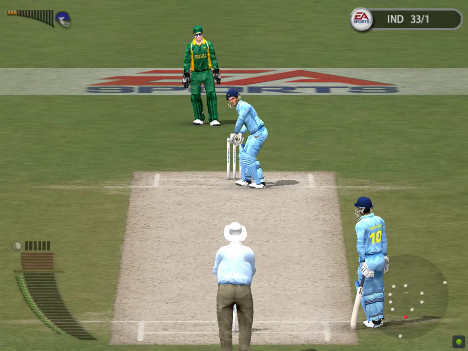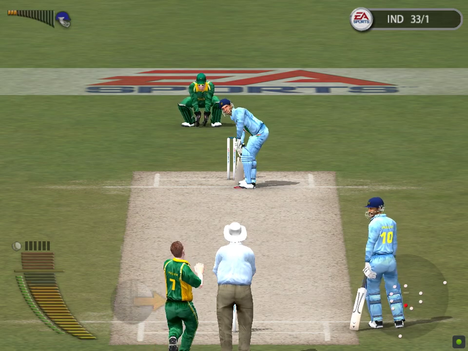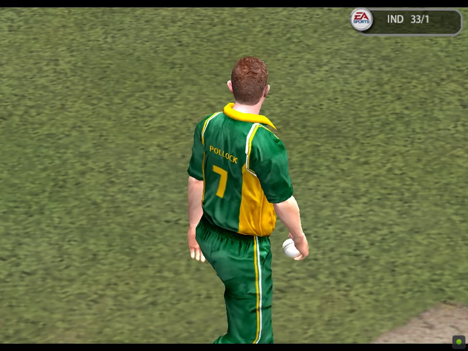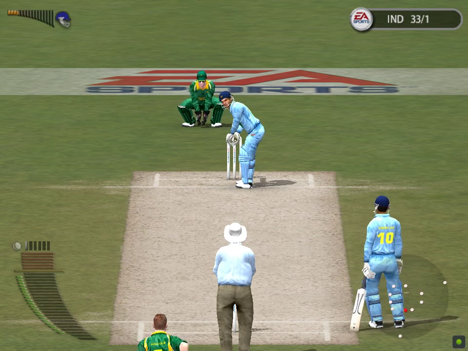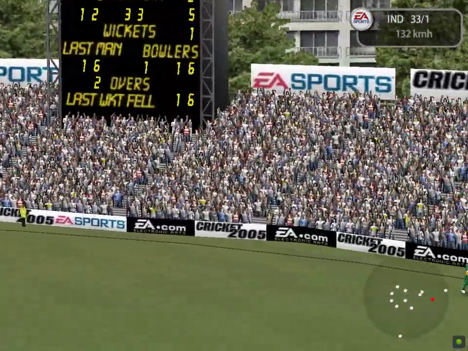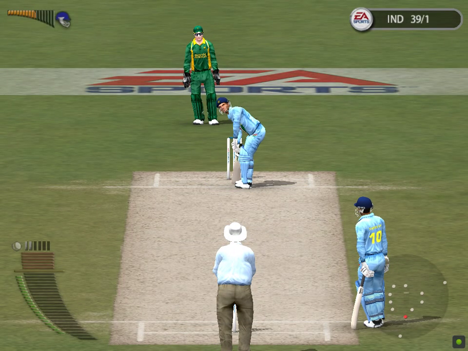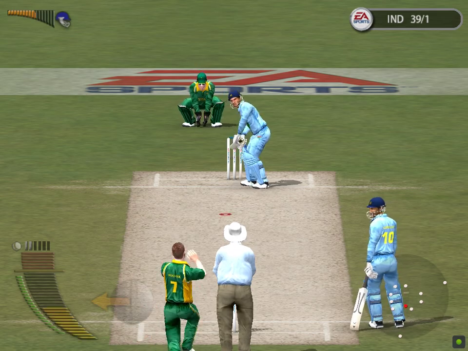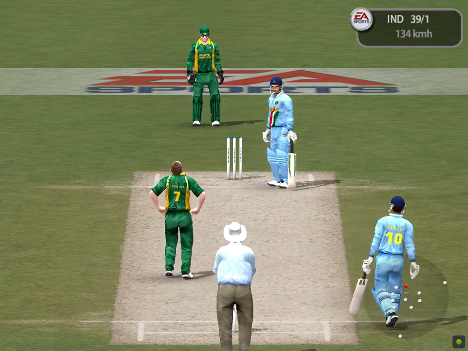Pollock at the start of his run-up. By Prince. Pollock continues. Swept away. That's over the rope. 6 runs off. Let's take a look at that in slow motion. That was a cracking delivery from Pollock.